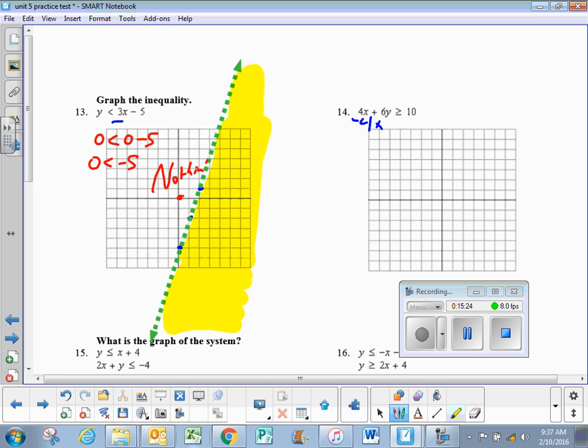This one, the only tricky part here was to get y alone. So subtract 4x. So I have 6y is greater than or equal to negative 4x plus 10, and then I divide both sides by 6. Don't forget to flip it. So I get y is greater than or equal to negative 2/3 x plus 10.